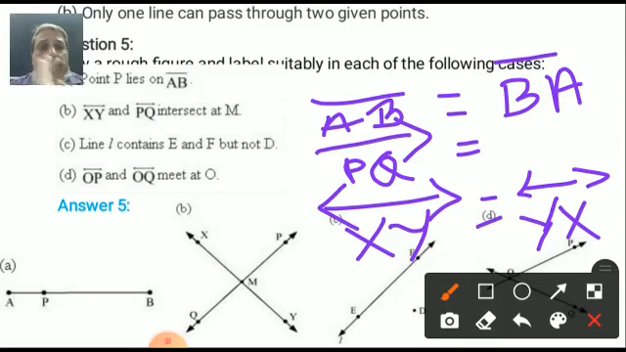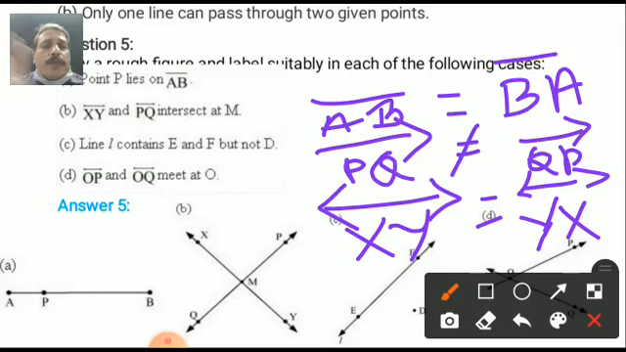But you cannot say ray PQ is ray QP. Cannot. QP is not there. उल्टा नहीं हो सकता बेटा. PQ है तो that is P is the initial point, starting point. P से start होता है.